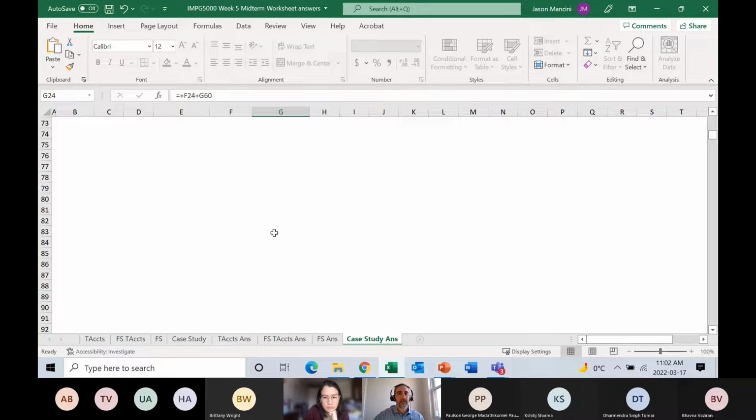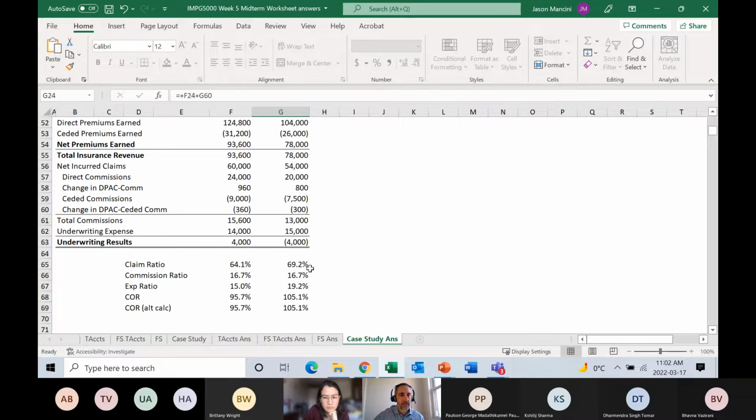The last piece then was on this combined ratio. So I'm not even sure if anybody got this 100% correct. So what was missing was this whole concept of underwriting expense.